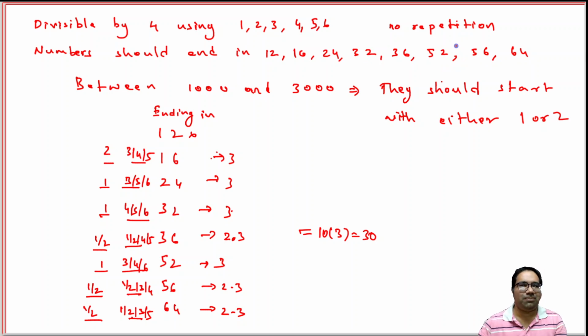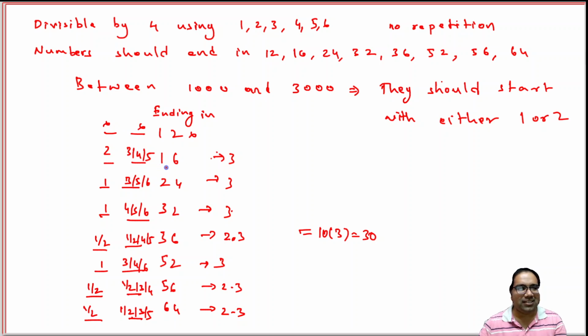And there is no repetition also. And they have to start with either 1 or 2. Now, if you take the numbers ending in 12, there is no case possible because 1 and 2 we have already used. We cannot use 3 in the first digit. We need to use 1 or 2 only, but 1 and 2 are already used in the last two digits. We don't have any option here. So there are no numbers ending in 12.